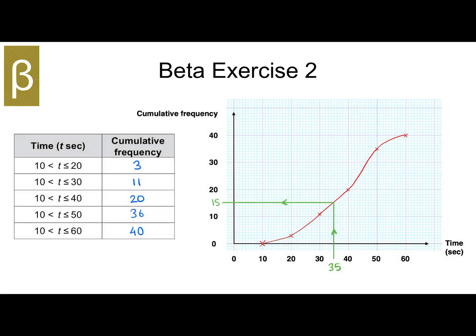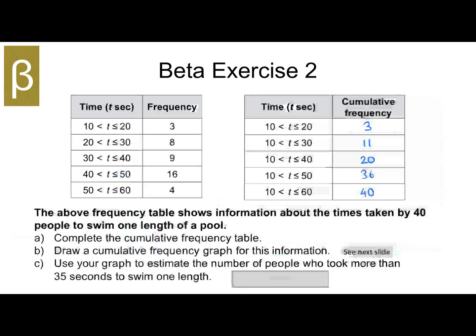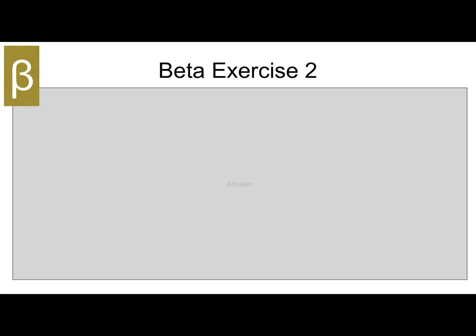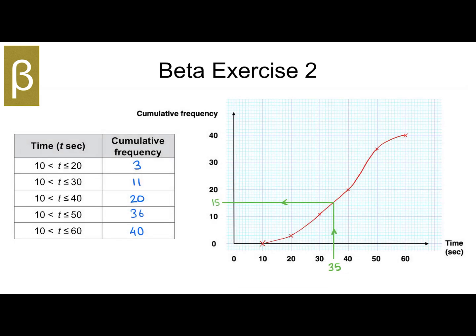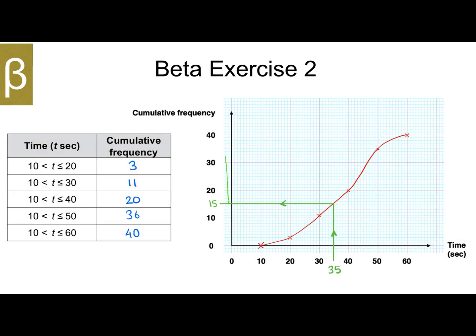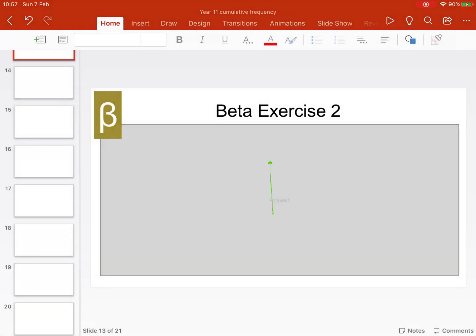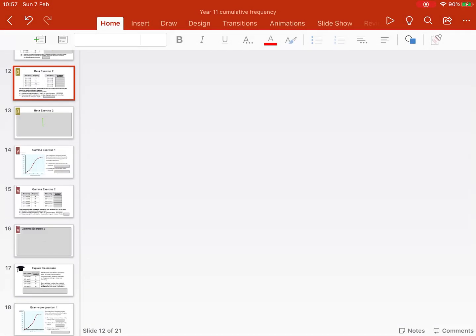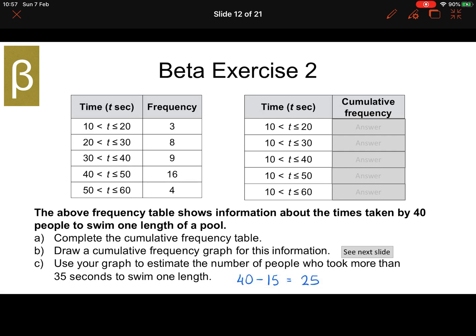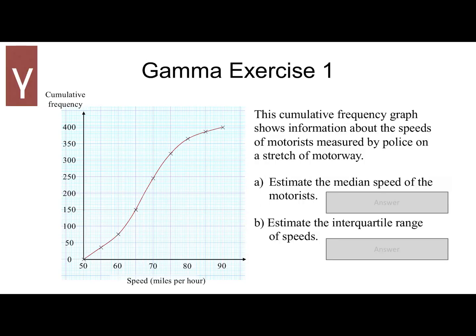Okay, it would look something like this. And then use your graph, see how they're putting the lines in to estimate the number of people who took more than 35 seconds to swim one length, and they're saying 25. Okay? Because we're saying more than. So it's these people here between 40 and 15. So the answer is... Oh, sorry guys. The answer is... 25. Okay.